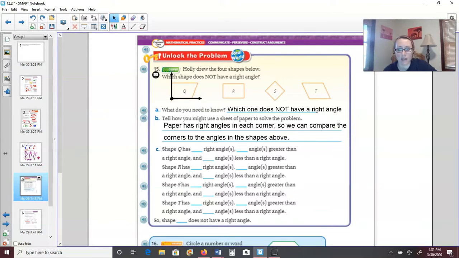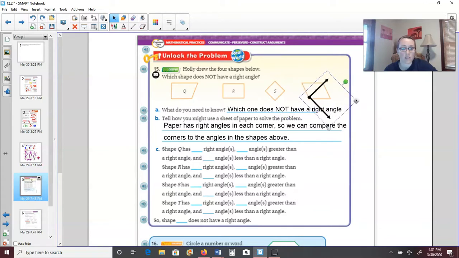And you can see that shape letter Q has a right angle. R has at least one right angle. Now on S, they made it a little tricky because they turned it. So let's see if I can kind of try to match this up. There you go. So you can kind of see there that S has a right angle.